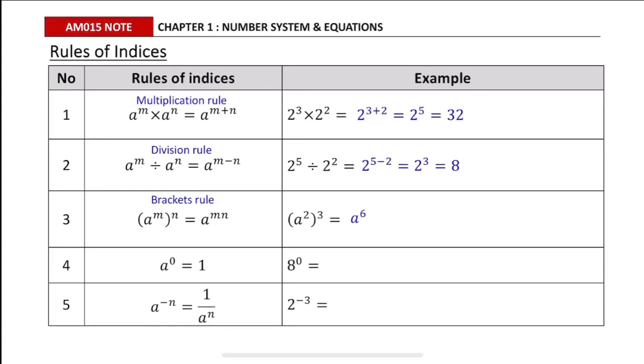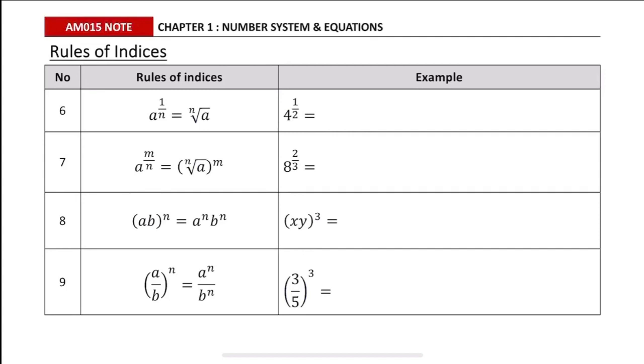The next one is the power of 0. Any base with power of 0 equals 1. So the answer for the example is absolutely 1. The next one is the negative power. A to the power of negative n can be written as a fraction, 1 over a to the power of n. The example is 2 to the power of negative 3. This can be written as 1 over 2 cubed, which equals 1 over 8.